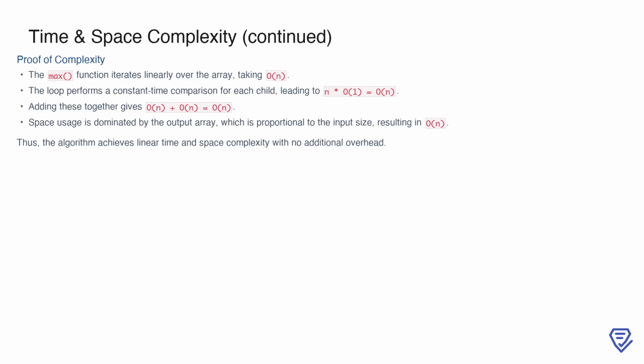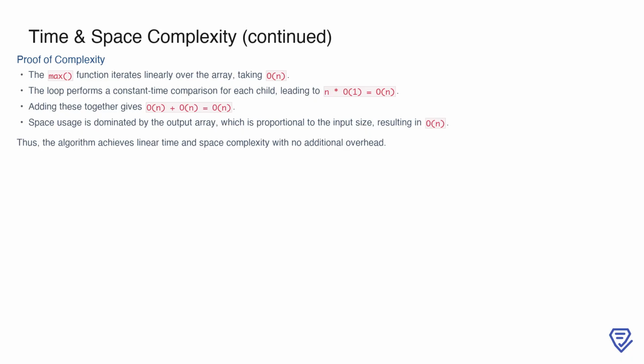The max function iterates through the array once, taking linear time, O(n). The loop then performs a constant time comparison for each child, resulting in n * O(1), which simplifies to O(n). Adding these two components, the total time complexity becomes O(n) plus O(n) equals O(n).